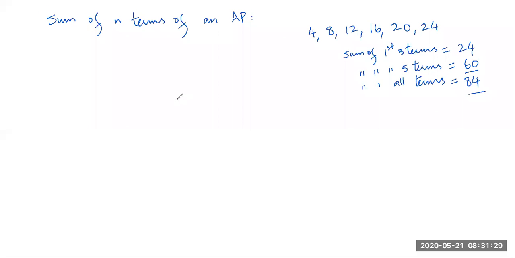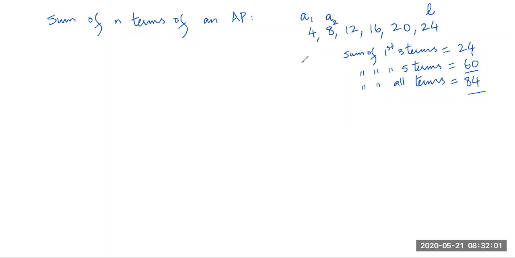Alright, students, today we want to learn how to find the sum of n terms of an AP. Let's have an AP: 4, 8, 12, and the last term is 24. I represent the first term as A1 and the last term as L. This is the second term, which I represent as A2. This is the third, fourth, fifth term.